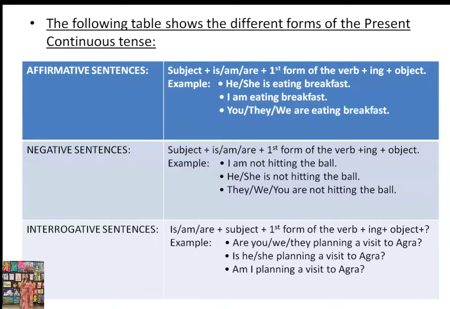There also you will notice that in all the continuous tenses, the basic thing to remember is that you have to use the first form of verb along with the ing. For example, eat is the first form of verb and I added ing. Hitting, planning. Okay, so whenever there is a continuous tense, you have to use ing, which suggests that that verb is telling a continuous time of action.